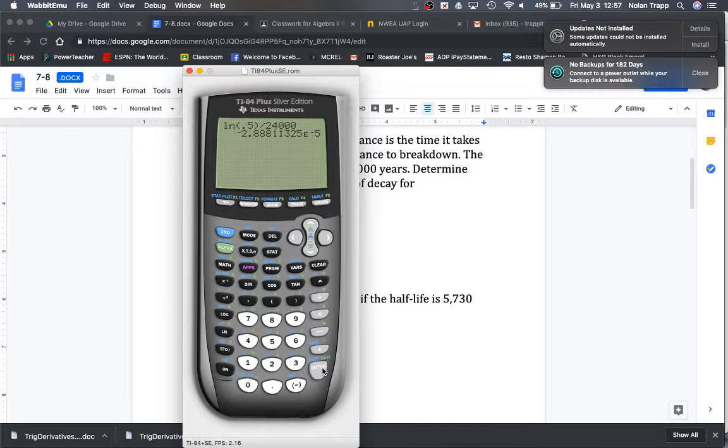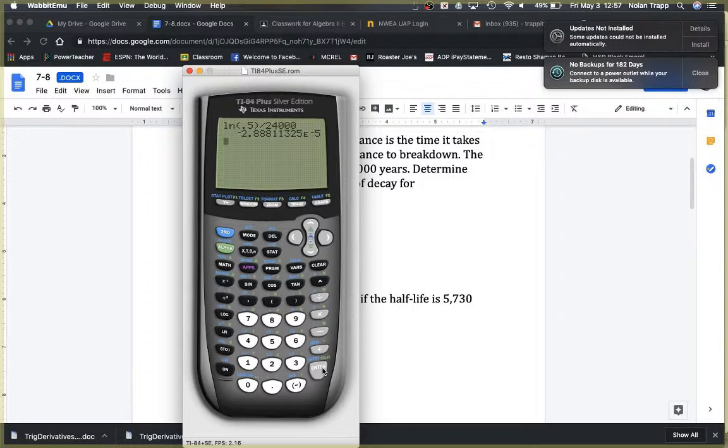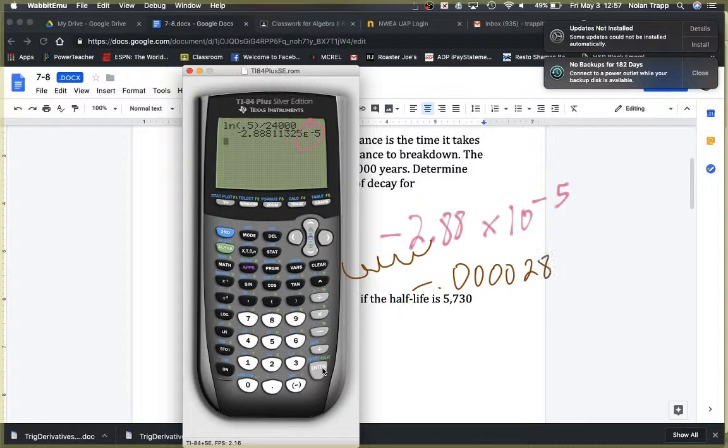Now something to point out here. Notice it says e to the negative fifth. That's like saying 10 to the negative fifth. Meaning, in terms of k, this value is actually 1, 2, 3, 4, 5, so 4 zeros, 2, 8, 8. I'm going to leave that as my rounding.